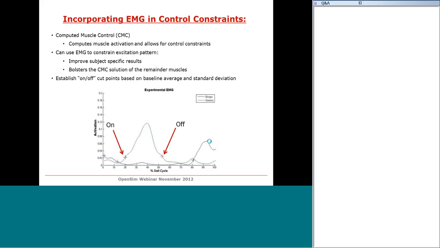It's possible to establish on-off cut points for the muscle excitation pattern based on the baseline average of the EMG signal and a scalar multiple of the standard deviation, the convention being 3 times the standard deviation. In this figure, I've plotted the filtered EMG data for the biceps femoris and gastrocnemius muscles. So this is clear, this is the gastroc, and this is the biceps femoris. The on-cut points are indicated by the black hash marks, and the off-cut points are indicated by the red hash marks. So this is on, and this is off. This would be our period of on activation.